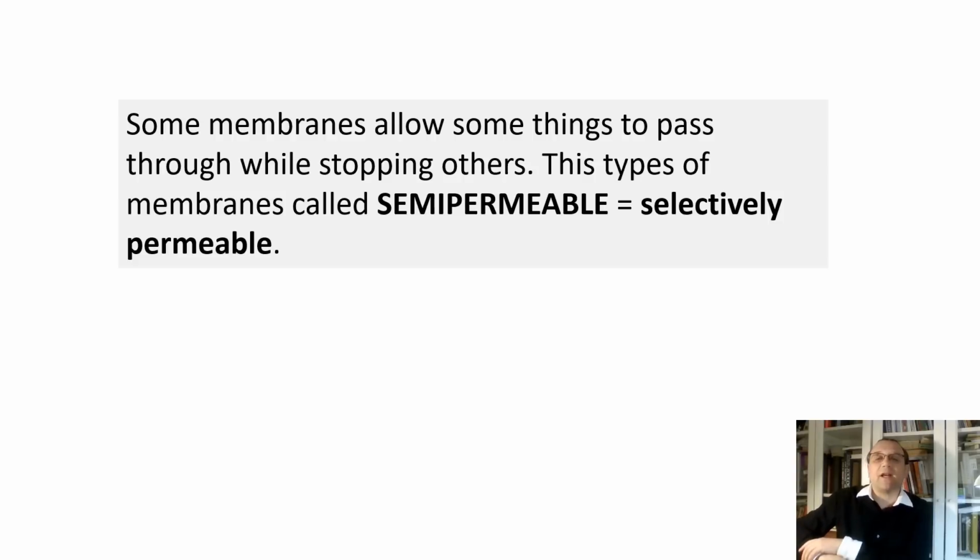Let's get back to the cells. As you remember from the first part of the lecture, cell membranes are semi-permeable. A cell membrane allows some things to pass through while stopping others. For example, water molecules are small enough to pass through cell membranes, but large molecules such as sucrose cannot pass through the cell membrane.